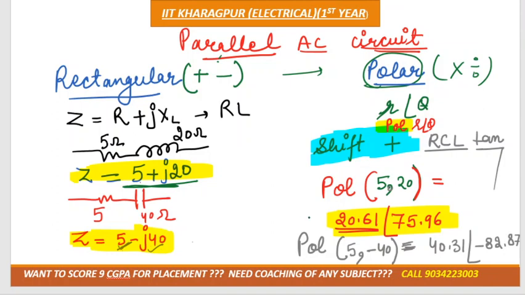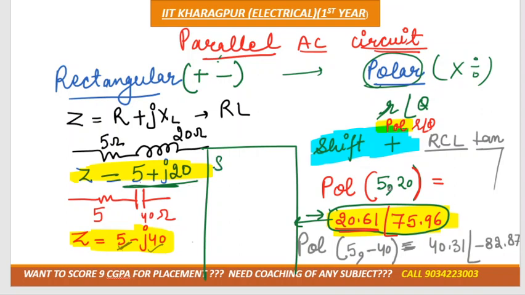Now we have the polar term 20.61 angle 75.96, right? And you need to convert it into the rectangular form, correct? Now again press shift, then press minus, then it will show rec. If we want to convert it into the rectangular form, then in the calculator it should be written rec. If we want to convert it into the polar form, then it should be written pol.